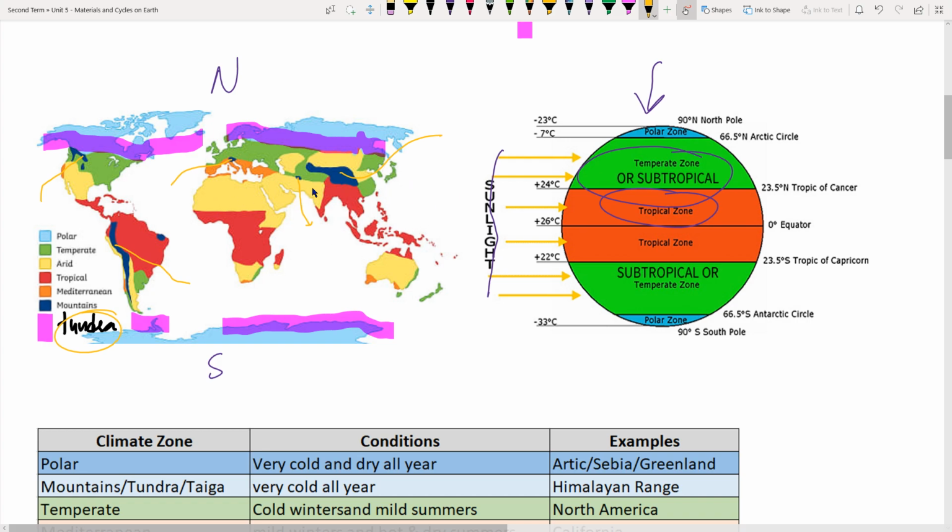Other than that, these regions are marked: the yellow ones are the arid, the green ones are the temperate ones, these blue ones are the polar ones, and these pink ones that I marked are the tundras. These are also snowlands, right? Then we have the mountain ranges, which are these dark blue, and Mediterraneans are these few orange parts, like some of this Europe and whatnot. And then we have the tropical region, which is Africa, this Mexico and some of the Australia and Asia. These are the tropical regions, right?